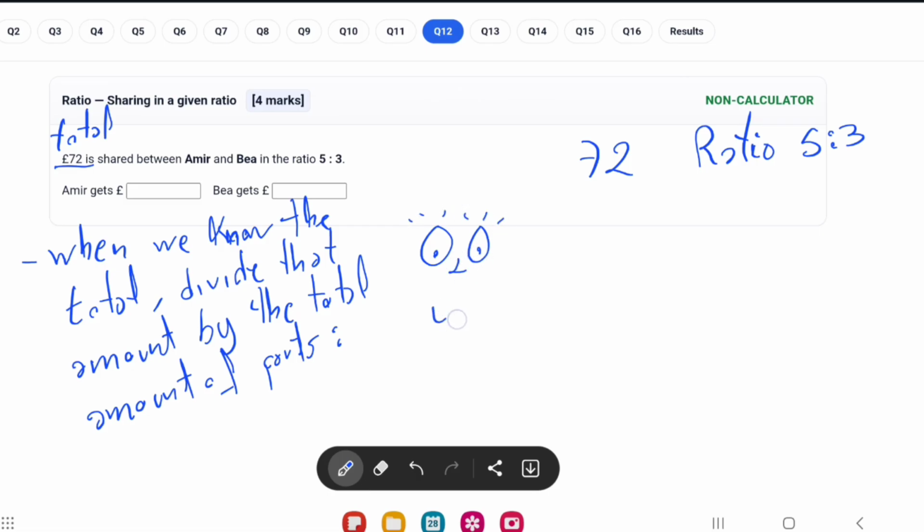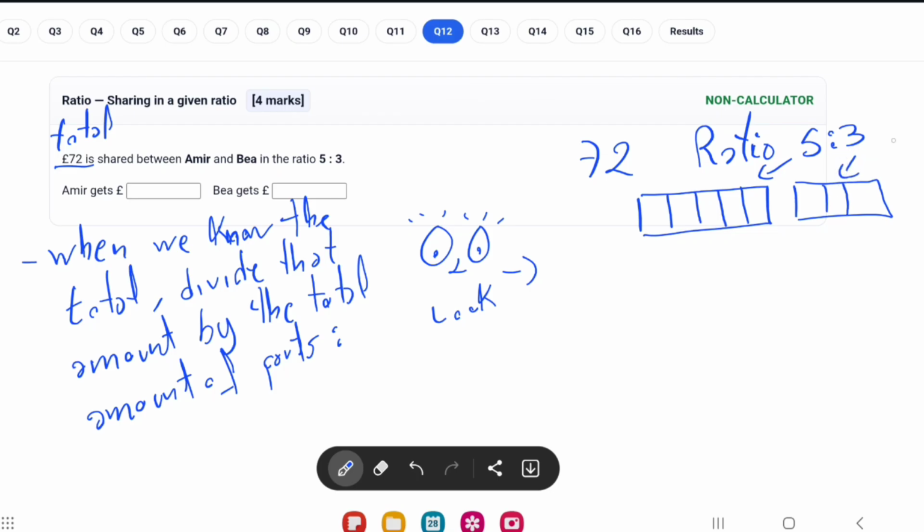Look, I'm gonna represent now the bar model, drawing 5 boxes for the 5 parts and 3 boxes for the 3 parts, giving me a total amount of 8 boxes, and that 72, which was the total, needs to be divided by the 8 parts. So in this case, 72 divided by 8 equals 9, and that 9 is going to be introduced in all the boxes. Look at it.